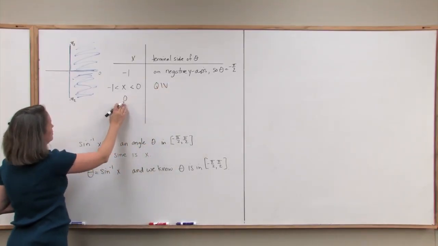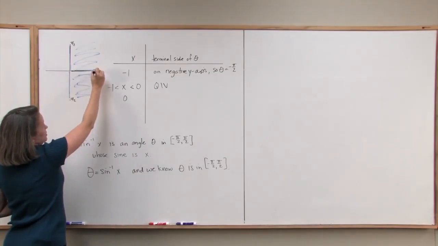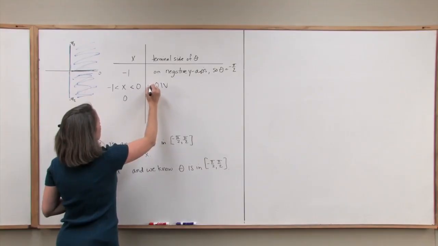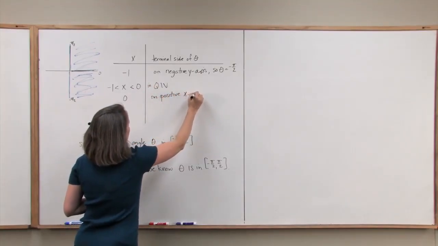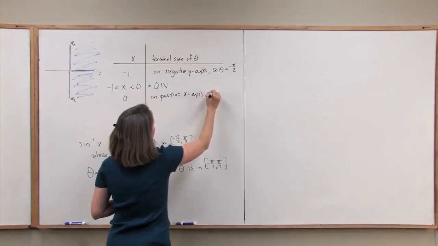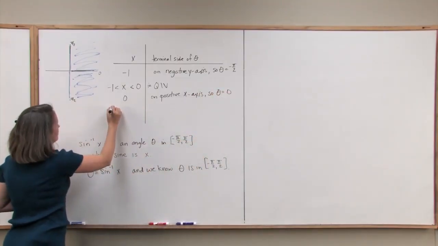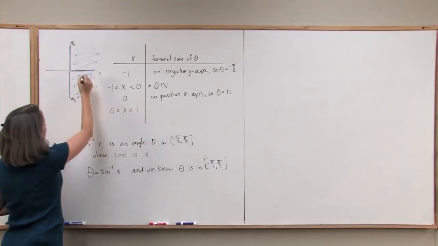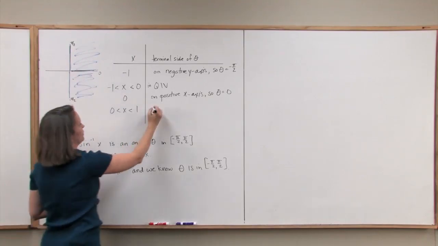If x is actually equal to 0, it also corresponds to theta equals 0. That's on the positive x-axis. X might be between 0 and 1, and that's going to make the angle have its terminal side lie somewhere in quadrant 1.